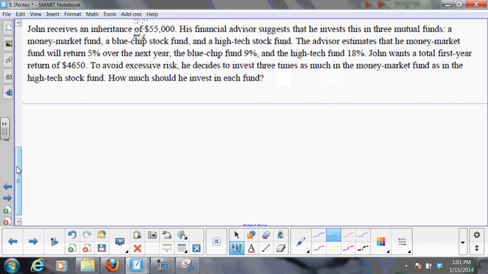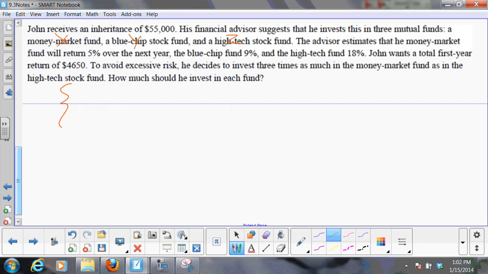We have John. He receives an inheritance of $55,000. A financial advisor suggests he put it in 3 different mutual funds: money market, blue chip stock, and a high-tech stock firm. Each of them has different returns over the years: 5%, 9%, 18%. And he wants his first year to have a return of $4,650. To avoid excessive risk, he decides to invest 3 times as much in the money market fund as the high-tech stock firm. Okay, so we have money market, blue chip, high-tech stock.